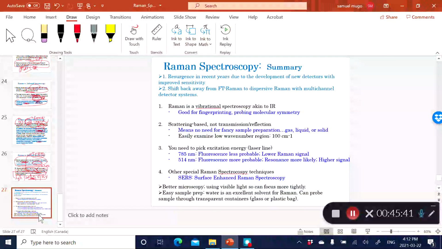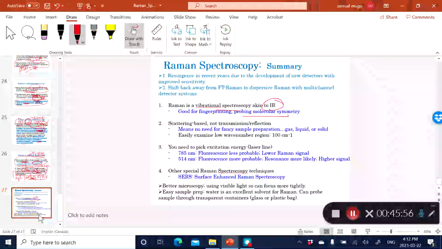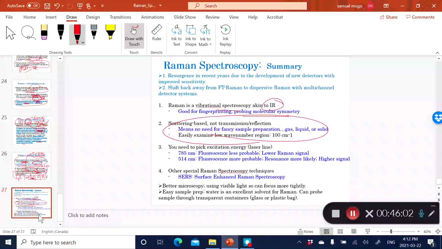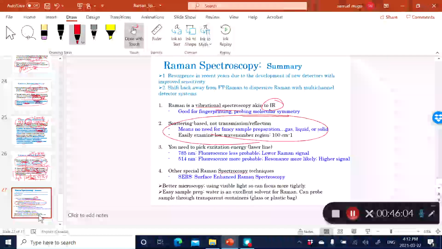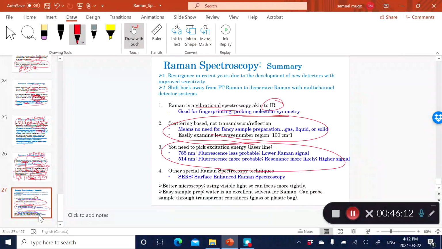So in finishing, the very last slide here, remember Raman is vibrational spectroscopy, similar to IR or complementary to IR, and so it's used for fingerprinting of chemical entities, similar to the IR. It is a surface technique. You can analyze gases, liquids, solids without a problem, so you don't need a lot of sample preparation, which is a huge advantage of Raman spectroscopy. Now you have to use a laser, and the types of lasers typically are 514 nanometers and 785.